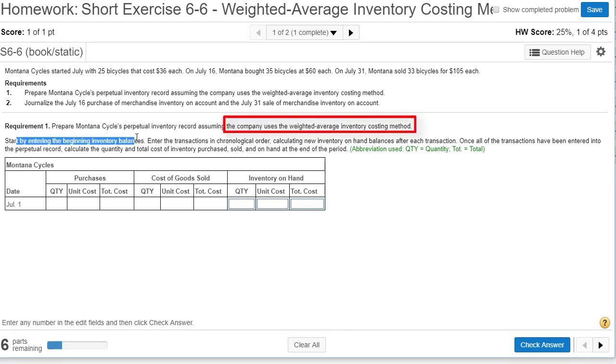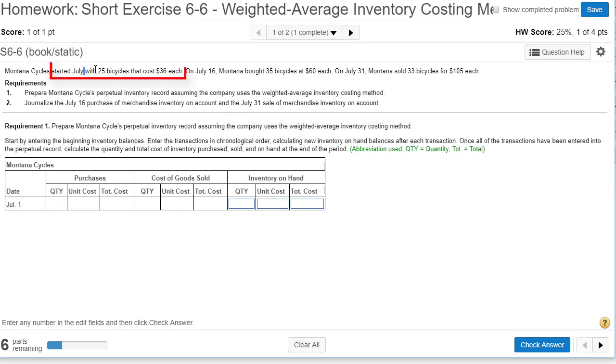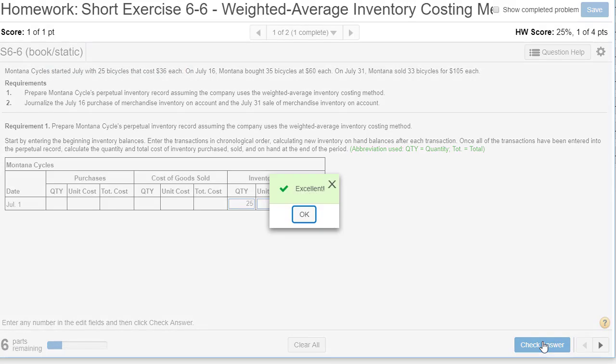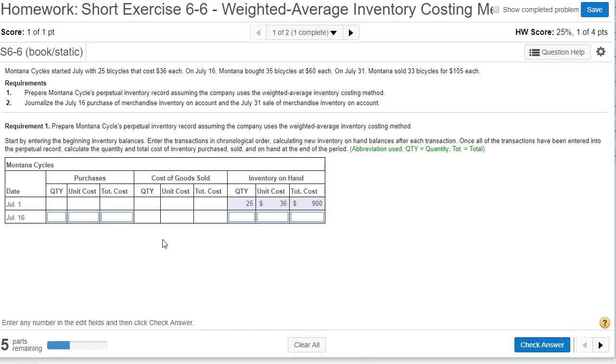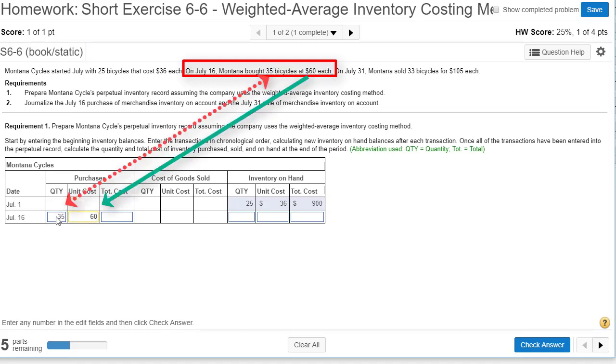Start by entering the beginning inventory balances, which are up here. They started with 25 bicycles that cost $36 each. 25 times 36 is 900. So we started the month with $900 of inventory. And then on July 16th, they bought 35 bicycles at $60 each. So 35 at 60, that's 2,100, same as in the other problems.